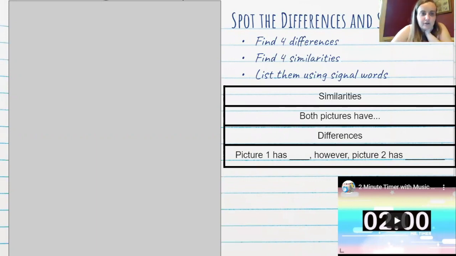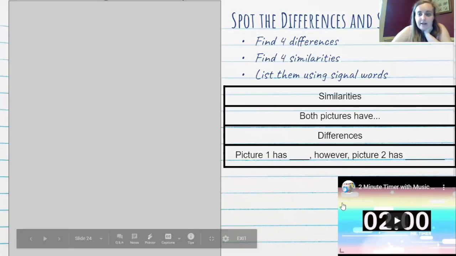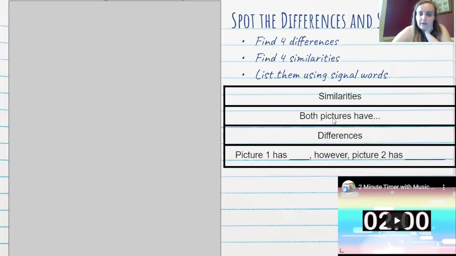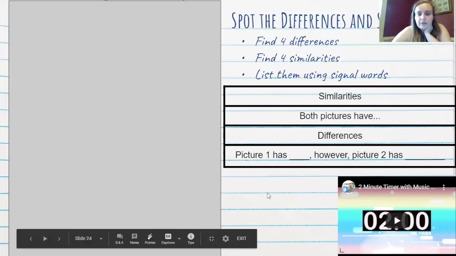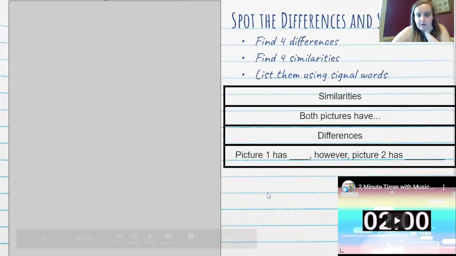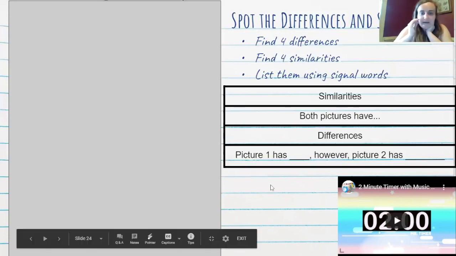So I'm going to show you 2 different pictures in a second. It's going to be behind this gray screen. What you are going to do, you're going to try to find 4 similarities and 4 differences. But the way I want you to write down your similarities and your differences is by using your signal words. So you can say things like, both pictures have. That would be a way you could write your similarity sentence. Or your difference one could say, picture 1 has, and then however, picture 2 has. All right, so that's what you're going to be doing.